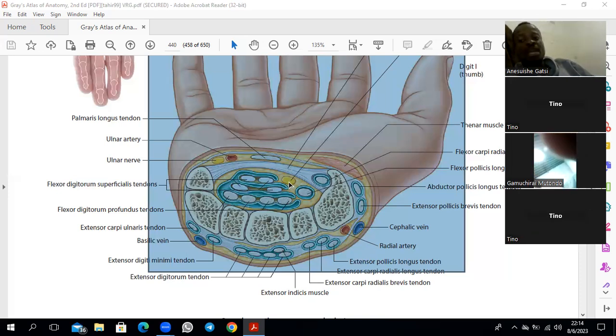When we go to the lower limb, there will be something called tarsal tunnel syndrome.